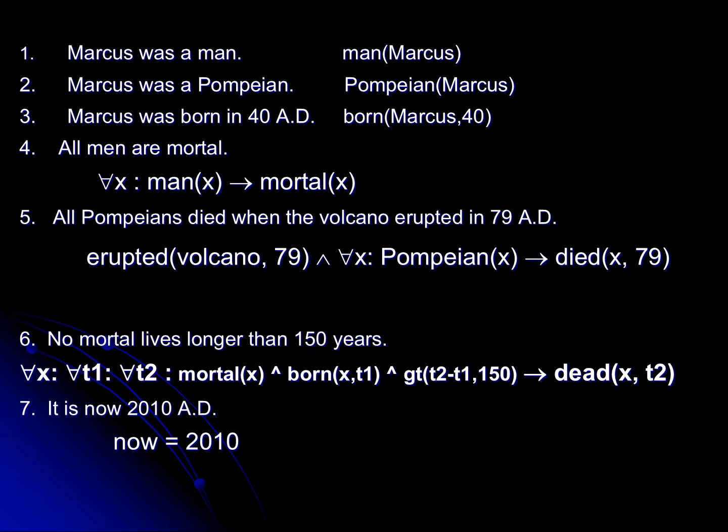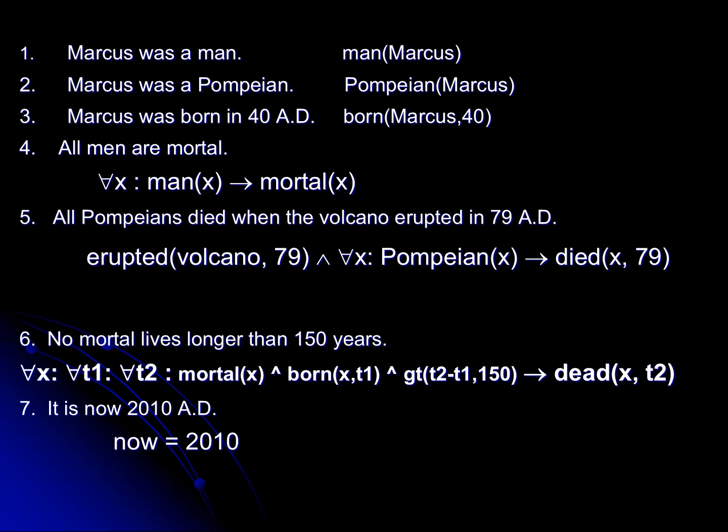All men are mortal can be rewritten as: if X is a man, then X is mortal. And based on that, we can write: for every X, man of X implies mortal X. If X is a man, then X is mortal.